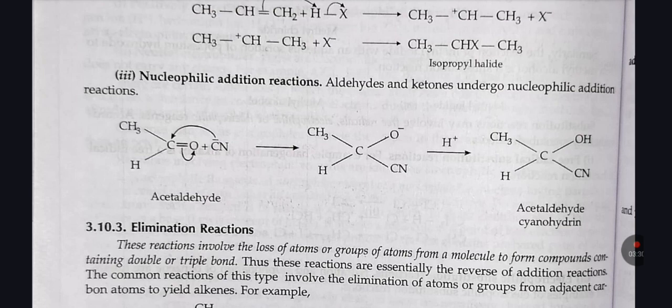Nucleophilic addition reaction. Aldehyde and ketone undergo nucleophilic addition reaction. Acetaldehyde on reaction with CN negative will give CH3 CHO negative CN. On reaction with H positive will give acetaldehyde cyanohydrin.